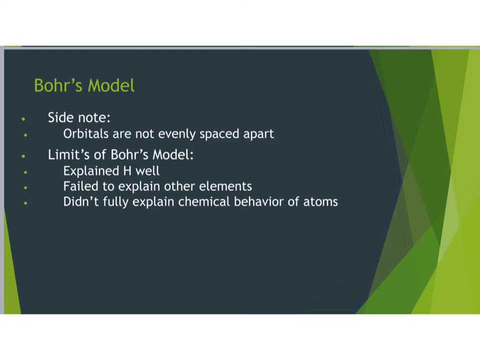As with many early theories, Bohr's model did a great job of explaining a hydrogen atom. However, it did lack too. When we're talking about these orbitals, one thing you need to know is that the orbitals are not evenly spaced apart, and we'll talk about this more later on. Bohr's model explained hydrogen very well, but it failed to explain how other elements worked, and it didn't fully explain the chemical behavior of atoms. Although he was on the right track, his theories and ideas still had to be revised.